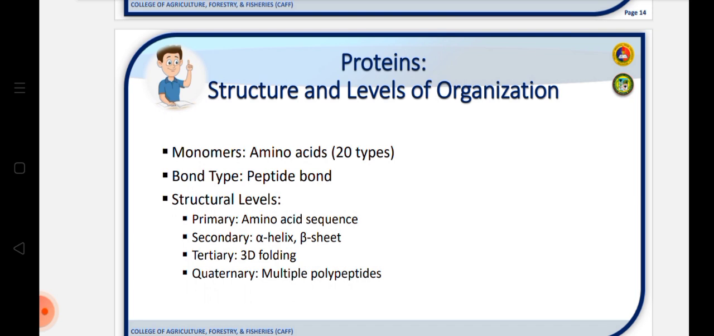Then we have tertiary structure. This is the three-dimensional folding of the entire polypeptide driven by interactions among side chains. This level determines the protein's functional shape. Then we have the quaternary structure. Some proteins consist of multiple polypeptide chains working together, like hemoglobin, which carries oxygen in the blood. A protein's function is directly tied to its structure. Even a single amino acid change can disrupt folding and lead to loss of function, or it may cause a disease.